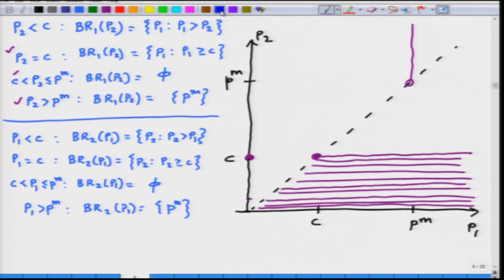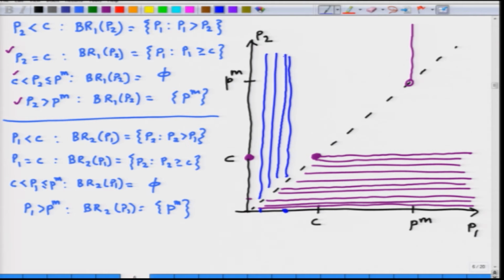Now, if I look at firm 2, for any price P1 less than C. So, let us say firm 1 chooses a price which is here, firm 2 wants to choose a price which is greater than the price chosen by firm 1. So, any price which is greater than this price would do, right. It does not include the 45-degree line, but any of those prices are fine. So, if firm 1 chooses a price which is here, firm 2's best response is to choose a price which is here, right. This is the best response for firm 2 for any of those prices chosen by firm 1.